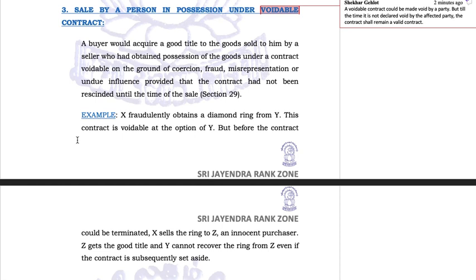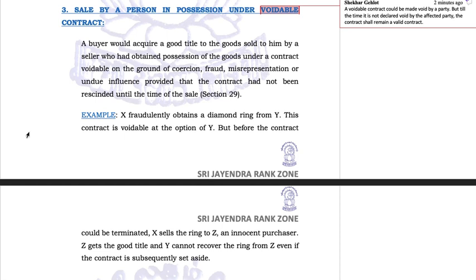X fraudulently obtains a diamond ring from Y. This contract is voidable at the option of Y. But before the contract could be terminated, X sells the ring to Z, an innocent purchaser. Z gets the good title and Y cannot recover the ring from Z even if the contract is subsequently set aside. If the contract is subsequently set aside, what can Y do? Y can only take the money from X. He cannot take back the ring from Z.